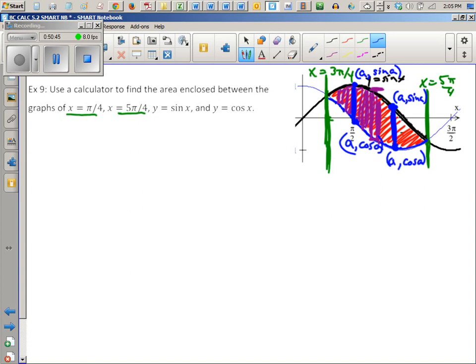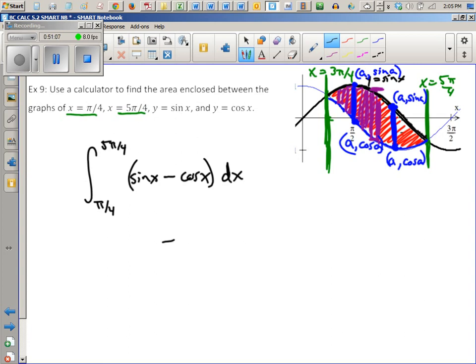So what we can do is just basically extend our understanding of the integral. Instead of going from pi over 4 to 5 pi over 4 of sine x, or cosine x, we'll do both. Sine x minus cosine x is the height of each rectangle. The dx, remember, represents the infinitesimal width of each rectangle. And now we can just simply type this into the calculator.